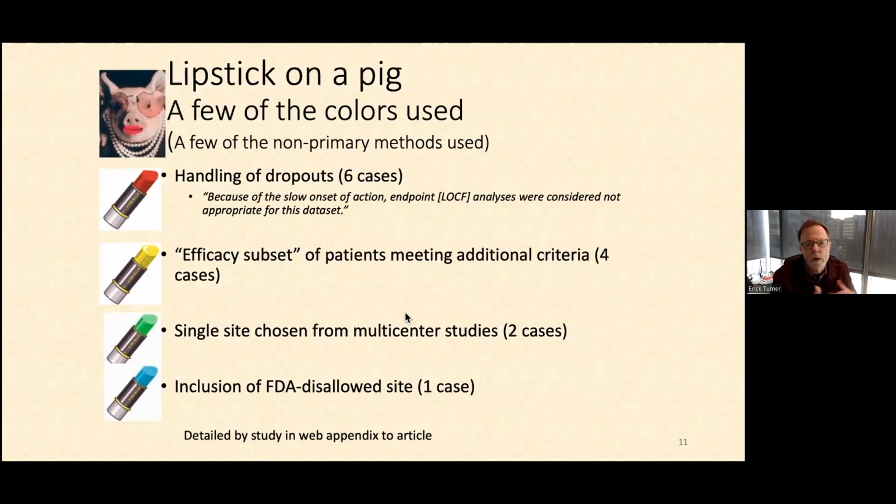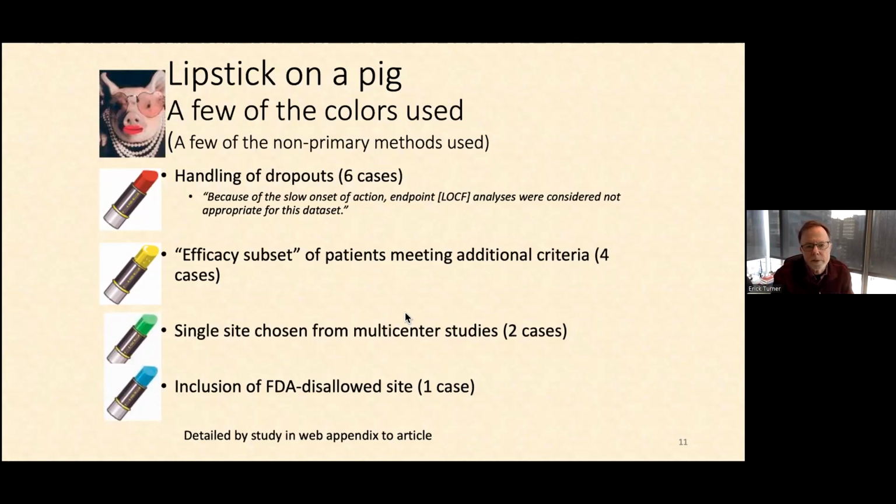So ignoring the dropouts and doing an analysis on the people that made it to the end of the trial, a so-called observed cases or complete cases approach, was probably the most common way. And that way they could get a statistically significant p-value, when in fact the intent to treat approach was not significant.